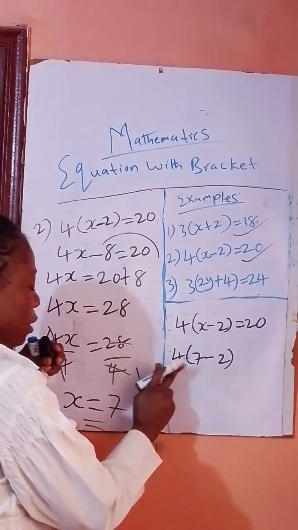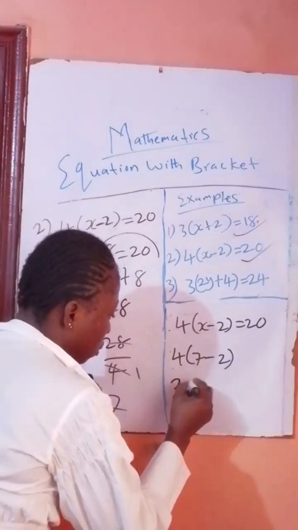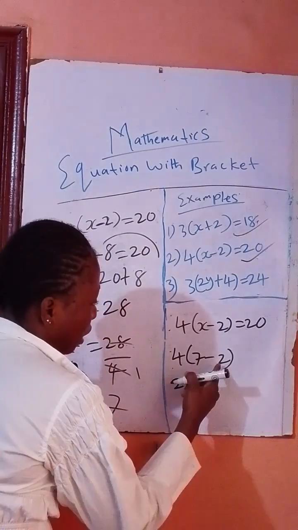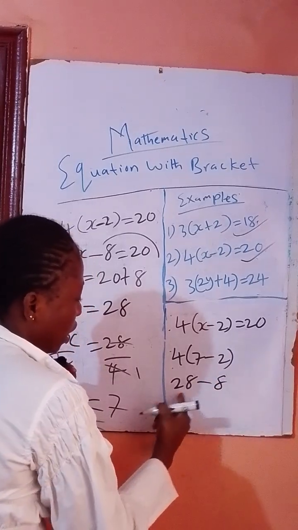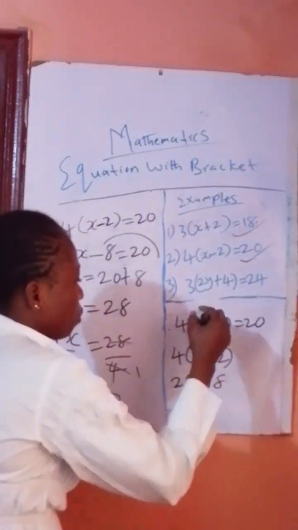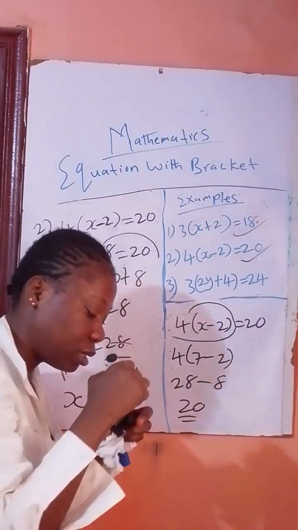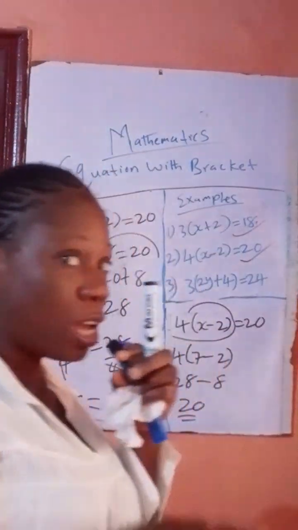Then 4 times 7 gives us 28, minus 4 times 2 is 8. That means 28 minus 8 is going to give us 20. It means that after solving what is here, it is going to be equal to 20, which is our final answer. I hope you understand.